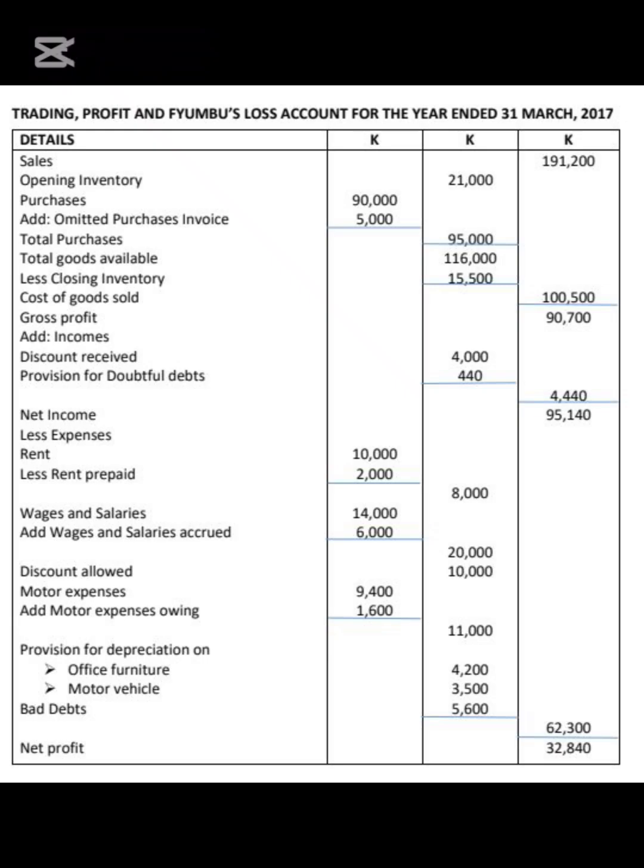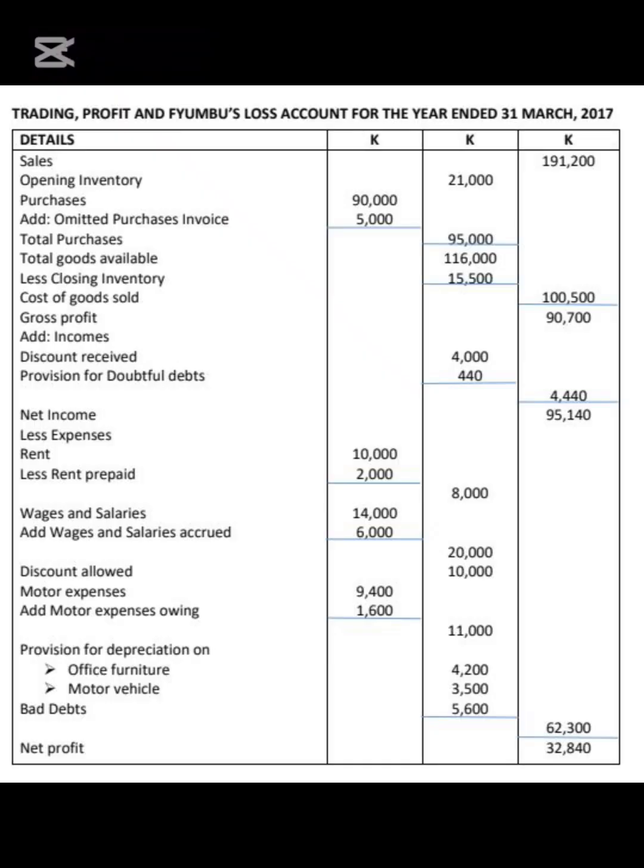So 90,000 kwacha as the purchases, then we add the purchases invoice of 5,000 should give us 95,000 kwacha. So that 95,000 kwacha is the total purchases that the business had. So we add it to the opening inventory, which should give us 116,000 kwacha as our cost of goods available.